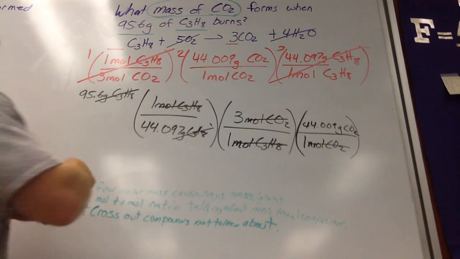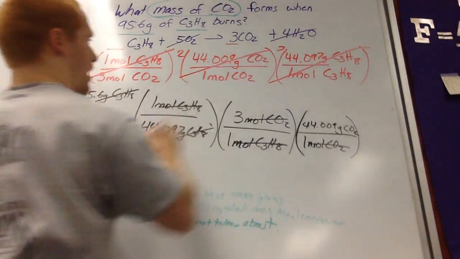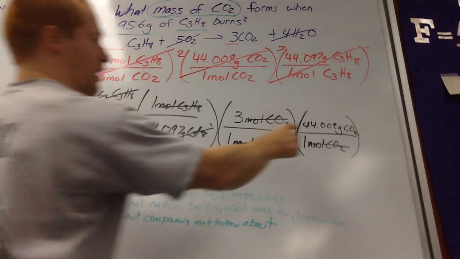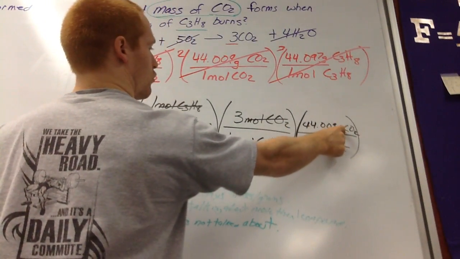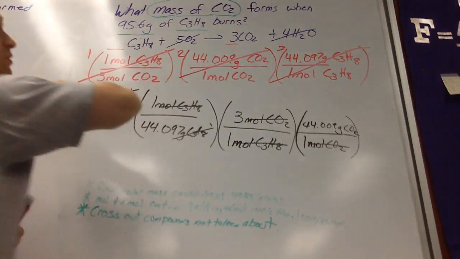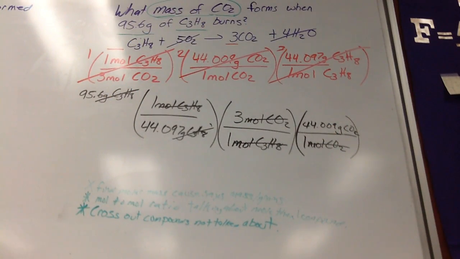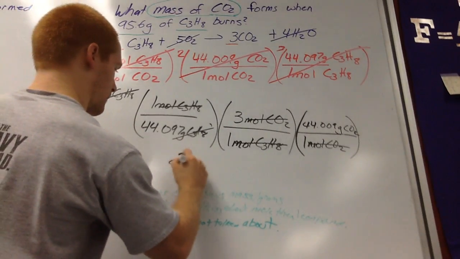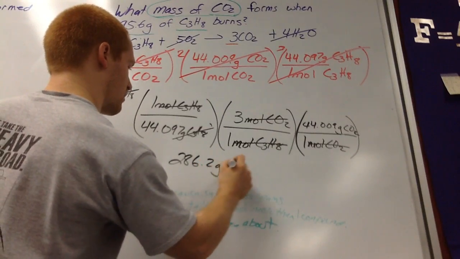In this final step, notice we've used all 3 conversion factors that we had. This is very important: check your units. The only one that shouldn't be crossed out is grams of CO2, which should match what you circled, because your circled is your unknown, and it's mass of CO2. They match, so now we're going to multiply all our numerators and then divide by all our denominators, and that will get us our answer in grams of CO2. So it looks like 286.2 grams of CO2.